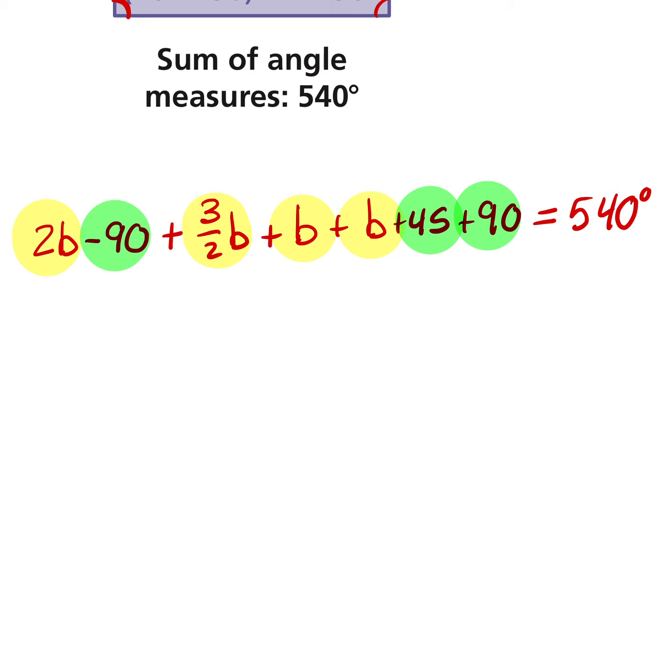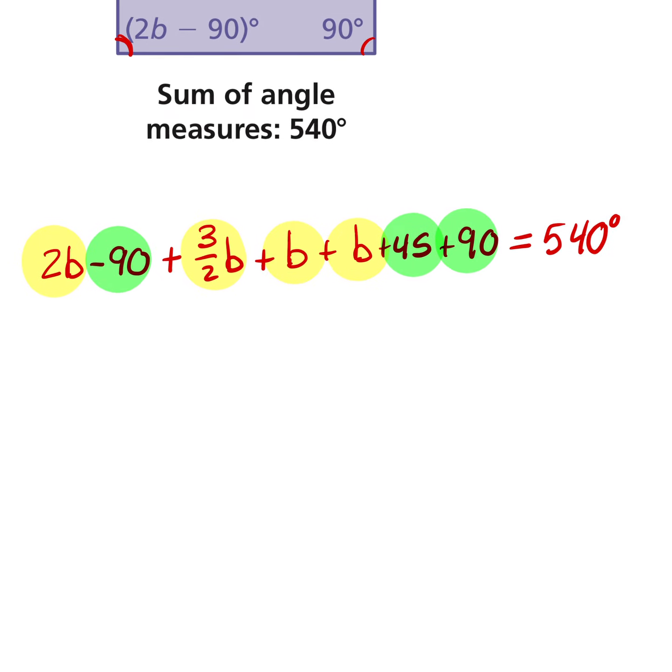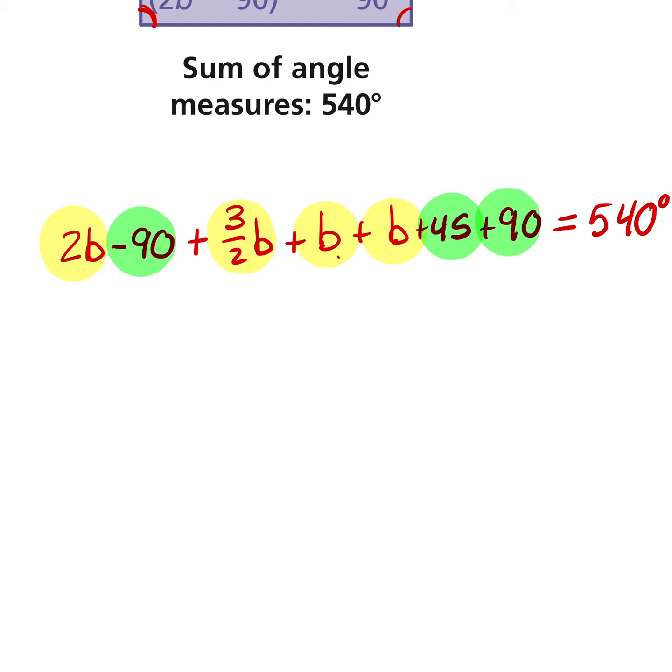Okay, so let's just focus on the b's first. 2b plus 3/2 b plus b plus b. Well, okay, this b and this b, that's 2b. 2b and another 2b, that's 4b. Now, guys, I know that 3/2 is the same thing as 1 and 1/2, okay? So can't I just say that's 4 plus 1.5, which is 5.5 b? That works. Now I'm done with my b's.